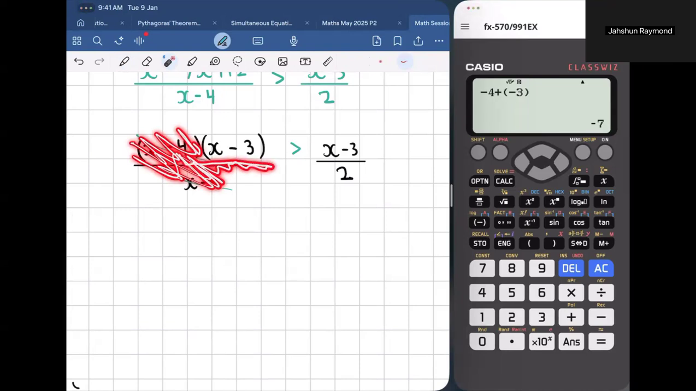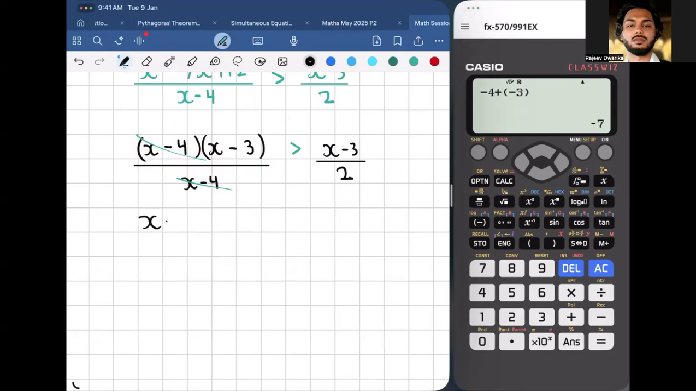X subtract 3, sir. Yeah, x subtract 3, so I'm going to write that back here. Then I have more than x minus 3 over 2. Now we don't like working with fractions. If we have x minus 3 divided by 2, what is the opposite of divided by 2? I want to get rid of that 2. So what is the opposite of divided by 2?